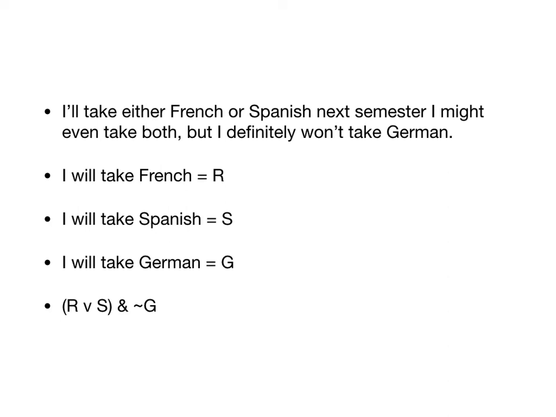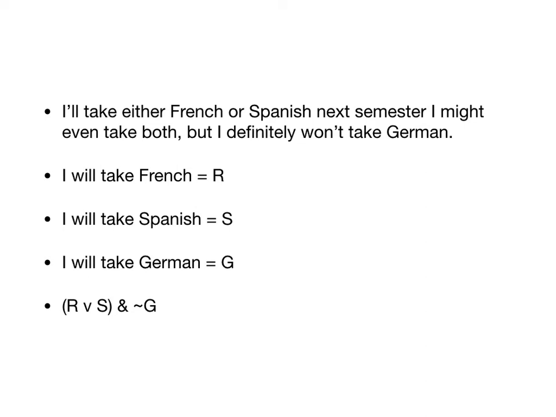So here's one. I'll take either French or Spanish next semester. I might even take both, but I definitely won't take German. I will take French, R. I will take Spanish, S. I will take German, G. So you have R or S and not G, right? R and S connected by the little wedge or V symbol. And then you have this not G.